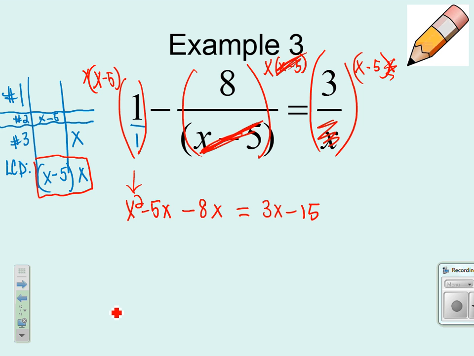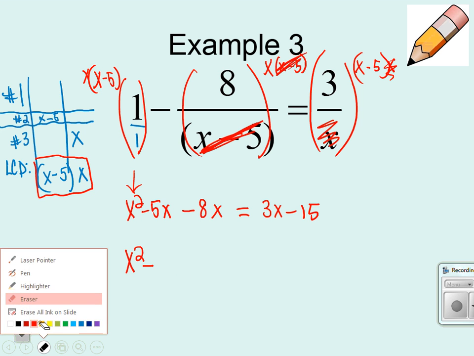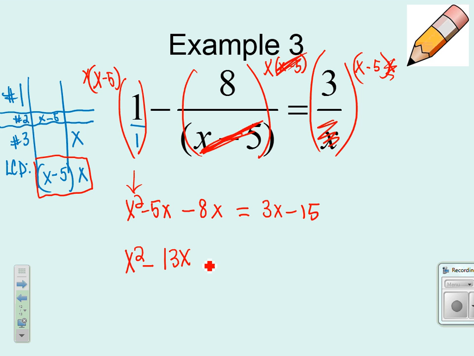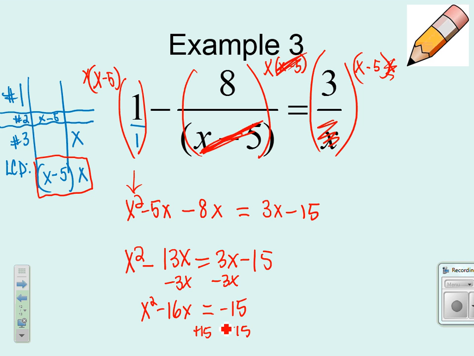I got an x squared, so I'm going to get everything on one side and set it equal to 0. That's x squared minus 13x equals 3x minus 15. Now I'm going to subtract the 3x from both sides. I get x squared minus 16x equals negative 15. Add 15 to both sides. I get x squared minus 16x plus 15 equals 0.